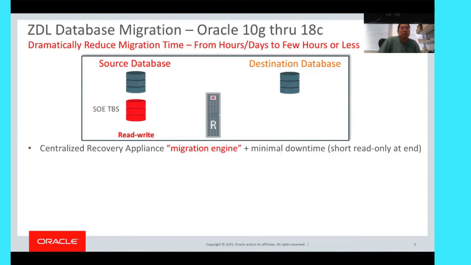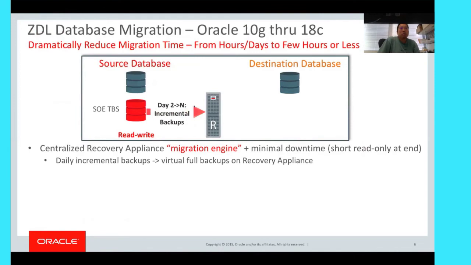So what we do here is we do our normal level 0 or full backup to the Recovery Appliance. So your initial day one is just a level 0, and then you take your L1 backups every day. So you basically prep the Recovery Appliance with the virtual fulls, and every incremental backup creates a new virtual full current as of the time of that incremental.